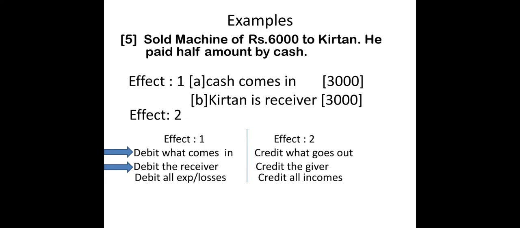Okay, so cash comes in, then Kirtan is the receiver. Okay, so effect number 1 has two sentences, but in effect number 2 there is no problem, student. Credit what goes out. Yes, what goes out? We are selling machine, so we can write machine goes out.